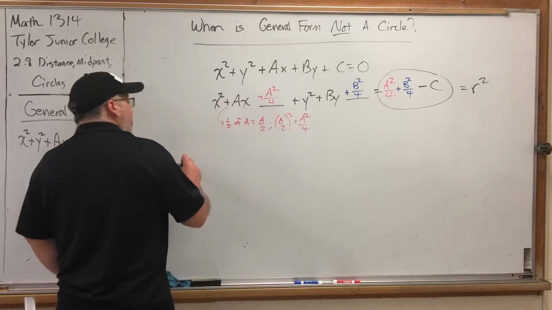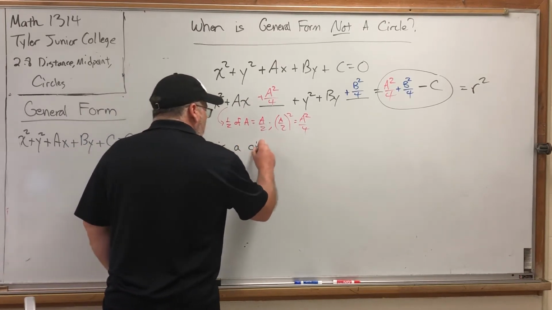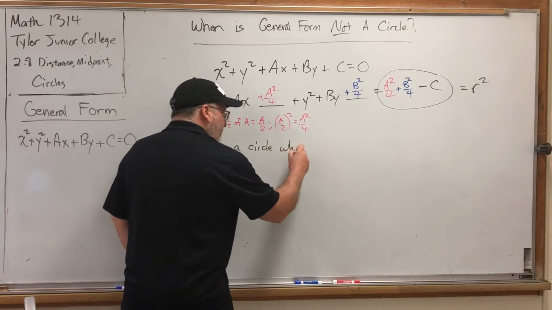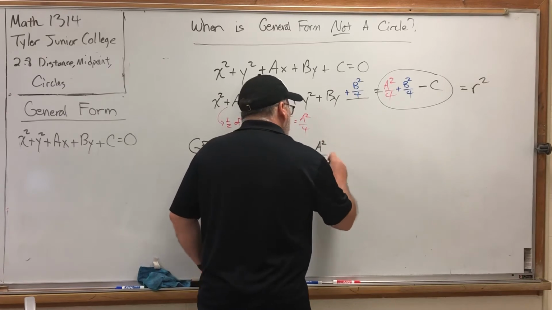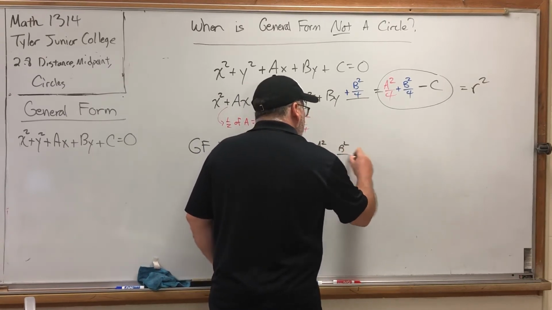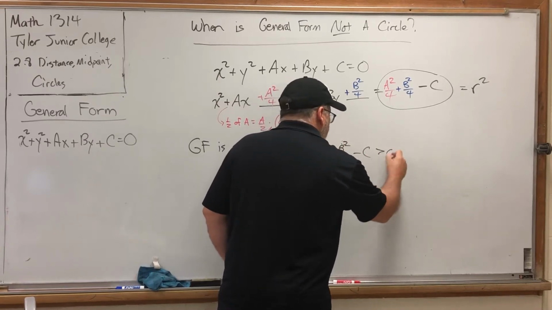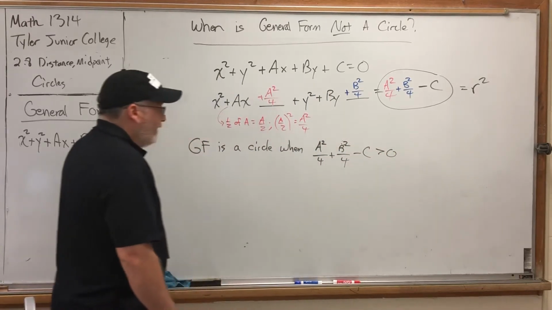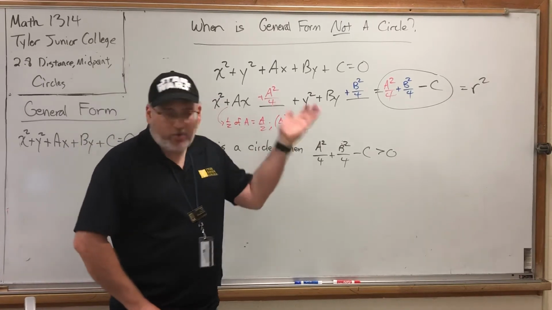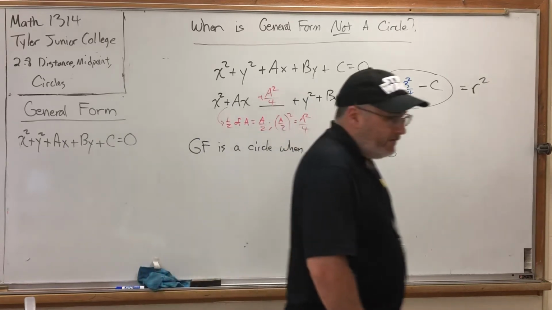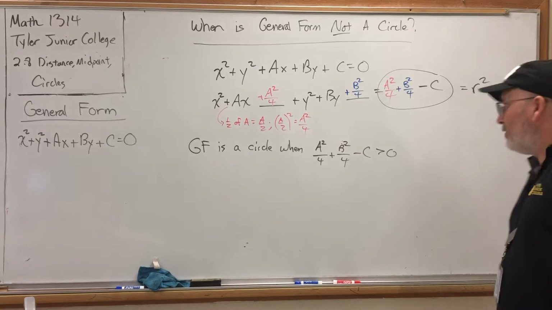So, general form, which I'm just going to put as GF, is a circle when this expression is positive: A squared over 4 plus B squared over 4 minus C is greater than 0. Now, we didn't talk about the one case where it is 0. If it's greater than 0, we square root it, we get a radius, no problem. If it's less than 0, we square root it, we get an imaginary number that's not anything. It's not a graph at all.